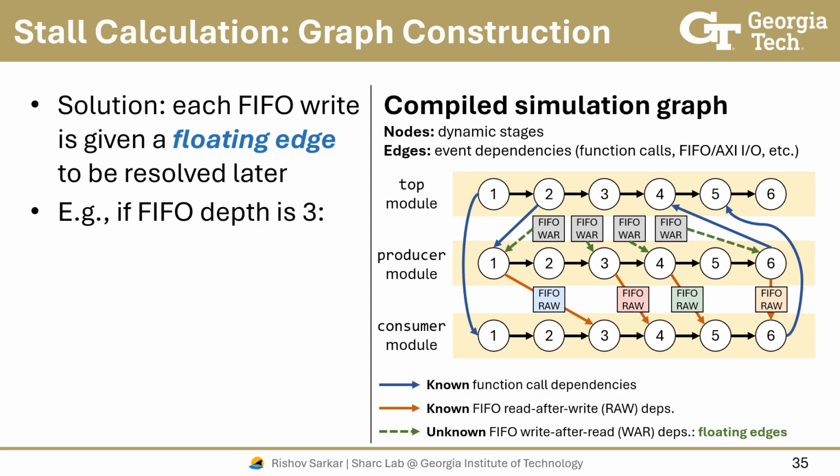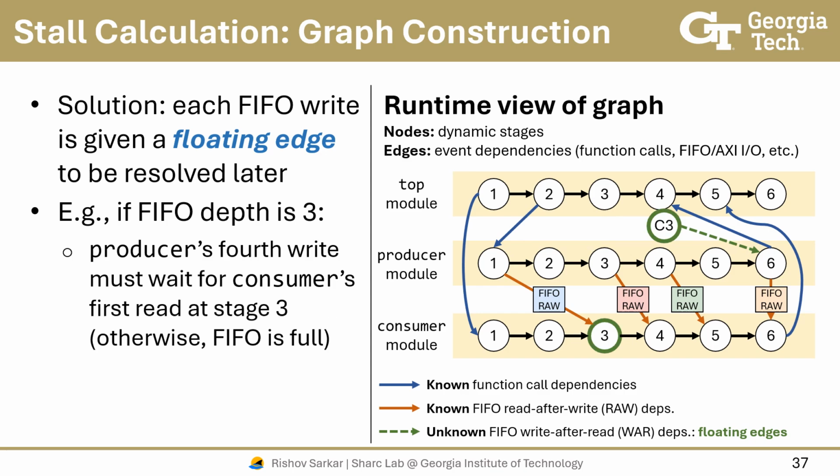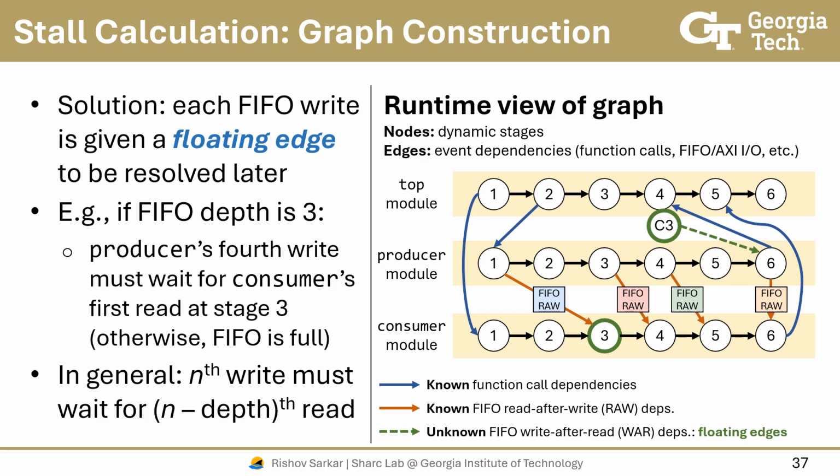However, if the FIFO depth is instead set to 3, then the floating edges for the first 3 writes will all be ignored because the FIFO will always have space for the first 3 elements. And the fourth write need only wait for the first read, after which the FIFO will have space for it. In general, the nth write to a FIFO must wait for the read at n minus the FIFO depth.